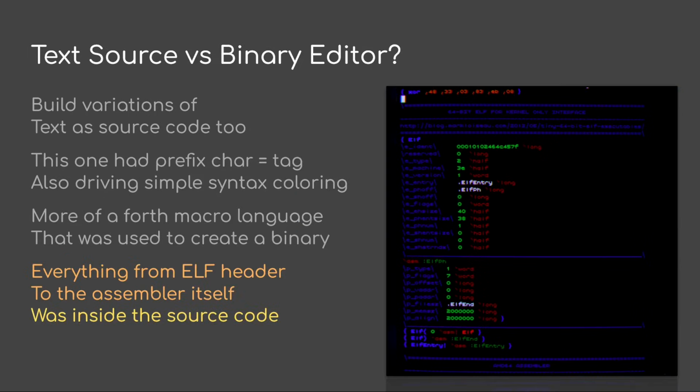One of the first questions to ask yourself is whether you want to work with text source versus a binary editor. So sometimes I would work with text source. In order to make this work well, I would have a prefix character in front of every word, which basically would be the tag. And it would also enable me to use very simple syntax coloring inside, say, Nano. Most of these I built were more like a Forth macro language that was used to create a binary. So for instance, what you can see on the right, I would define something that would enable me to build the ELF header. And then after the ELF header was built, I would actually write the assembler in the source code and then finish off the rest of the binary.